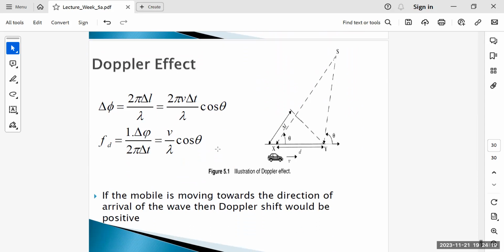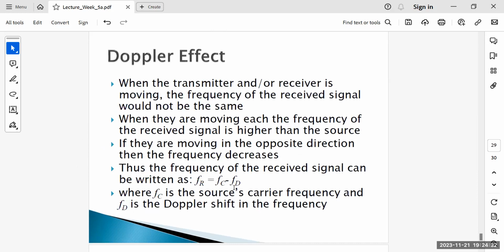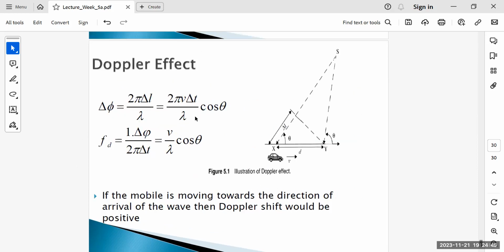So whenever the object is moving, obviously it will have some non-zero velocity. It will cause a Doppler shift, or the change in frequency. And since this Fd is non-zero, the received signal's frequency would not be exactly the same as the source carrier frequency. The source carrier frequency will get added to or subtracted from by this Doppler frequency, because of the movement of the object. And if the mobile is moving toward the direction of arrival of the wave, the Doppler shift would be positive, and negative in the other case.